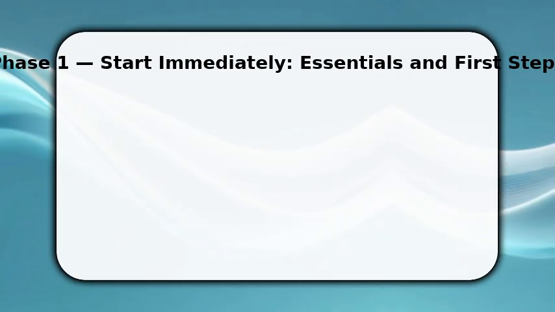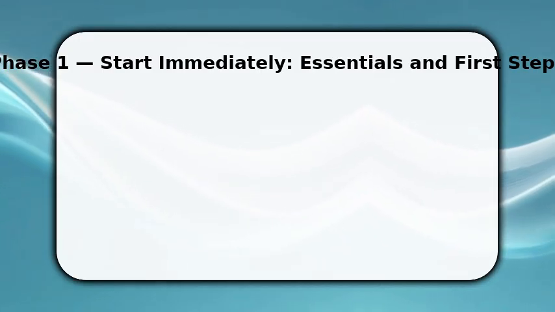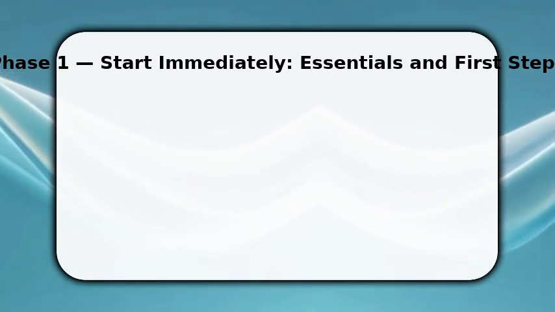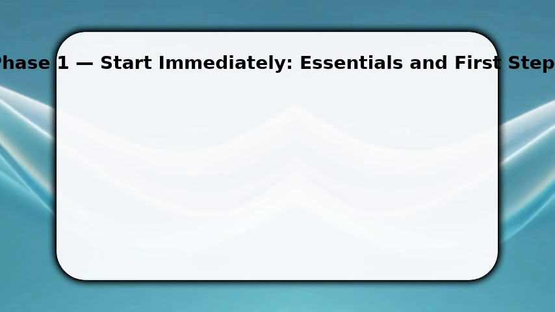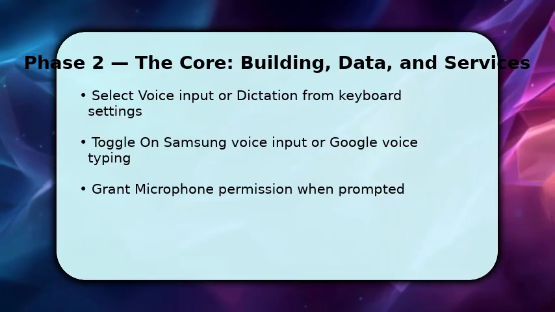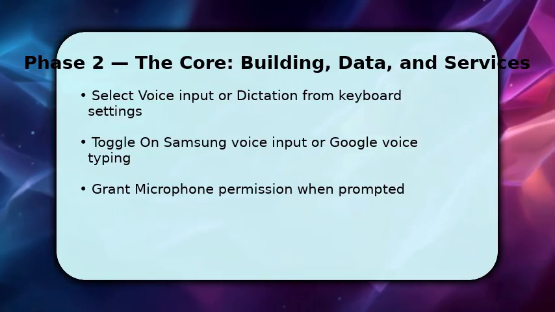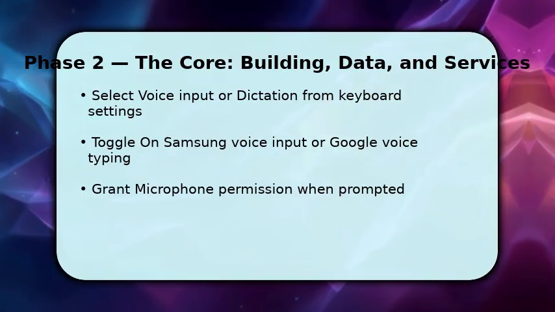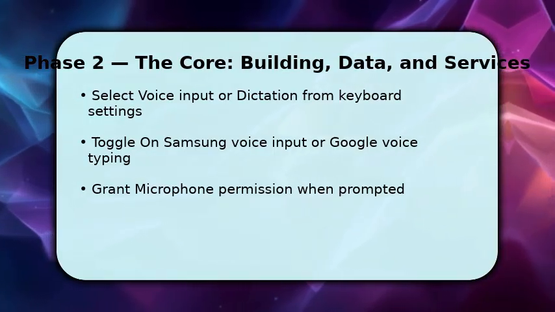Why here? Because Samsung routes voice typing through the keyboard engine, not the microphone settings alone. Make sure your account is signed in so any cloud features sync correctly. Next, choose voice input or dictation inside keyboard options. You'll pick Samsung voice input or Google voice typing depending on preference. Toggle it on. This turns the mic button on your keyboard.